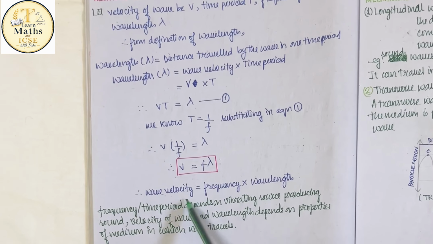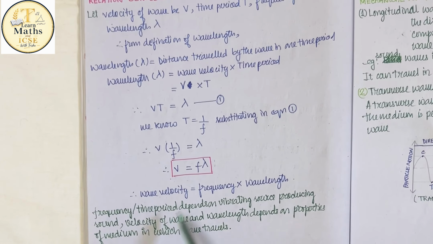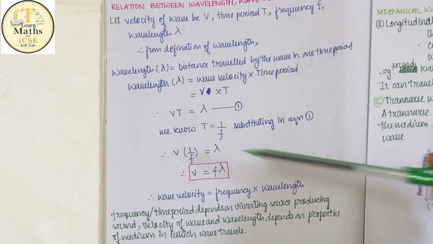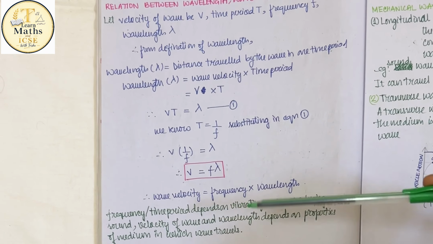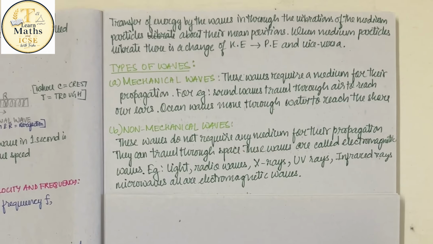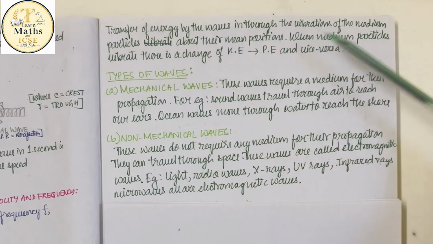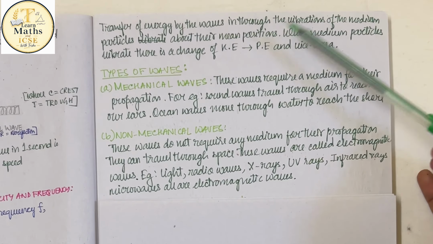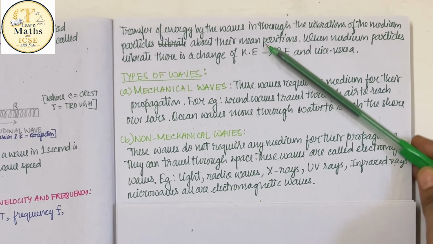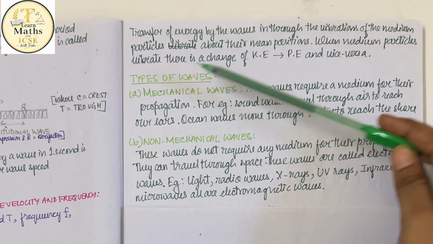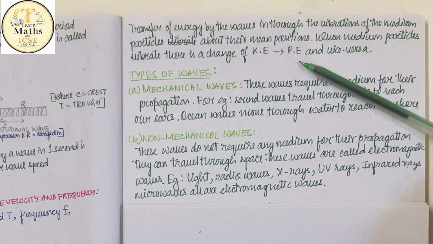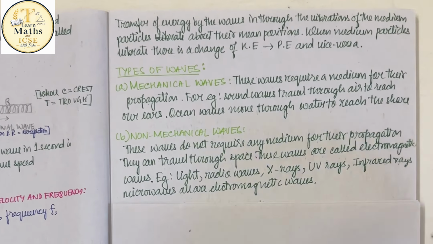So we can say wave velocity equals frequency into wavelength. Frequency or the time period depends on the vibrating source producing sound. Velocity of wave and wavelength depend on properties of the medium in which the wave travels. Now, transfer of energy by waves is through the vibrations of the medium particles about their mean position. So when medium particles vibrate, there is a change of kinetic energy to potential energy or vice versa. This is one point you have to know.